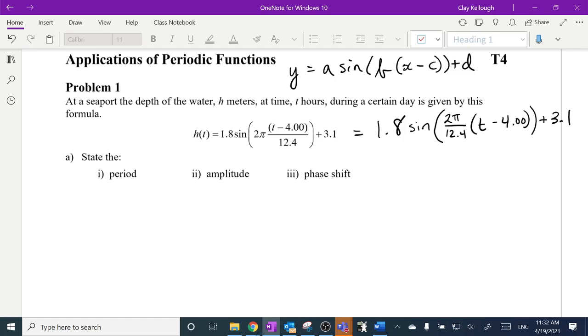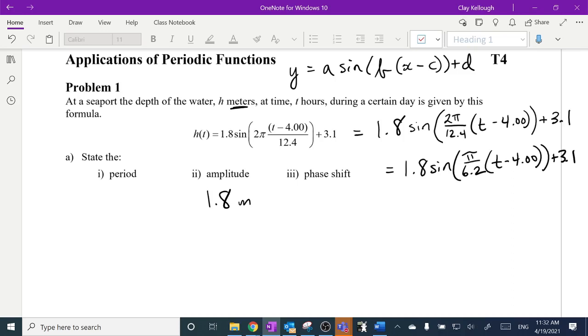Does everybody get that, basically that's just a factoring of this? And I can actually simplify it even more, because 2 goes into 12.4 very nicely. There. Now it's just a matter of reading stuff. Let's do amplitude first. It's the easiest. 1.8 meters, right? There's units on this one.